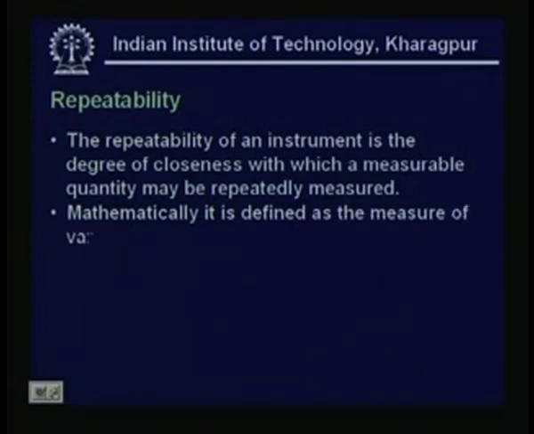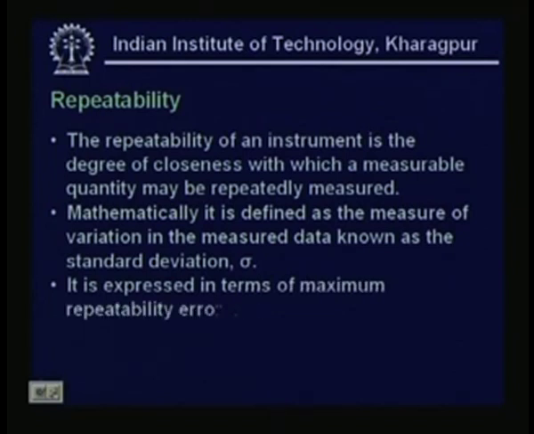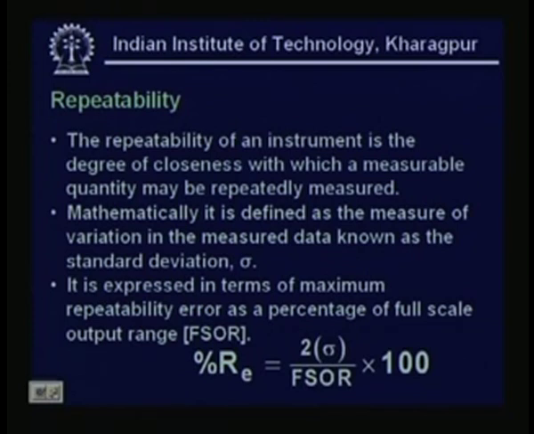Now, mathematically, how will you define this repeatability? It is defined as the measure of the variation in the measured data, known as the standard deviation sigma. It is expressed in terms of maximum repeatability error as a percentage of full scale output range. So, repeatability equals 2 sigma over the full scale output range, times 100, and this is the percentage repeatability.